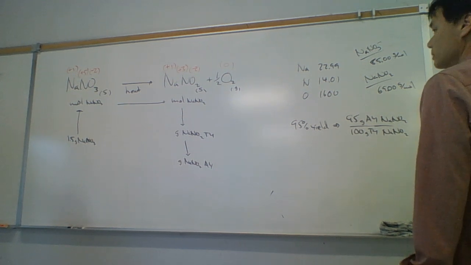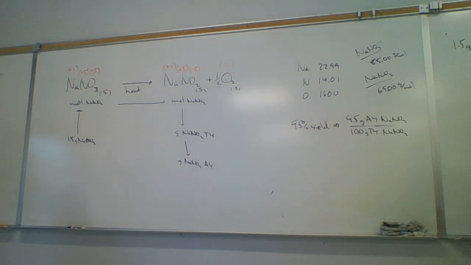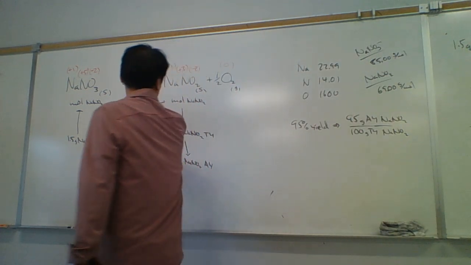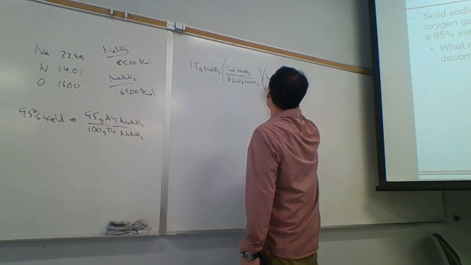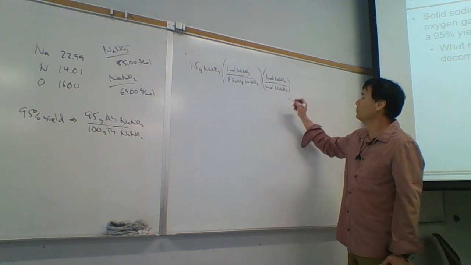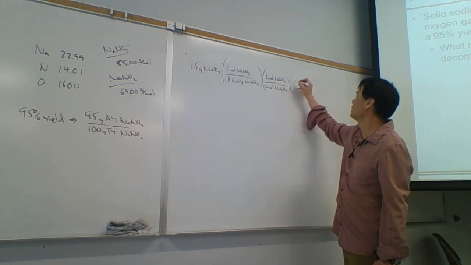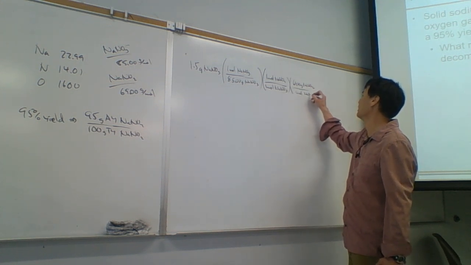Okay, so setting this up, we'll start off with 1.5 grams of sodium nitrate, then convert that to moles. 1 mole of sodium nitrate weighs 85.00 grams. So now we're here at moles, and we're going to do a mole-to-mole conversion. Turns out it's a 1-to-1 mole ratio. So 1 mole of sodium nitrite for every 1 mole of sodium nitrate. And then we're going to go from moles of sodium nitrite to grams of sodium nitrite. And that's 69.00 grams of sodium nitrite per mole of sodium nitrite.